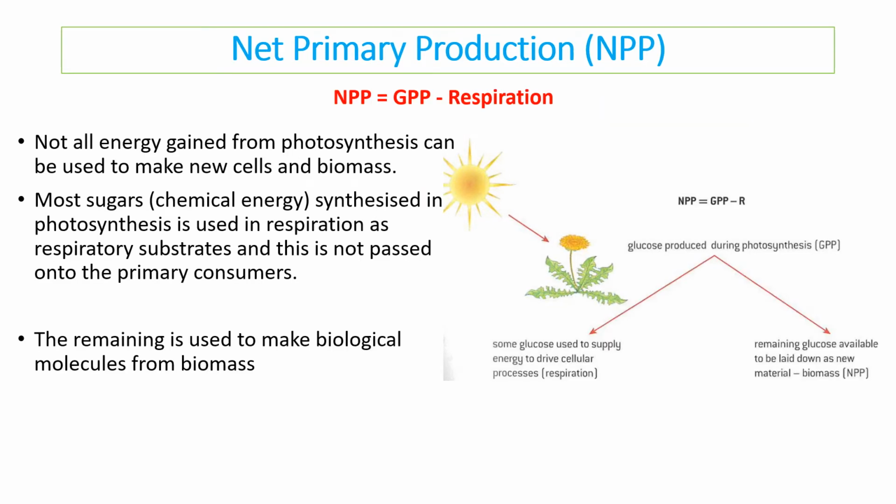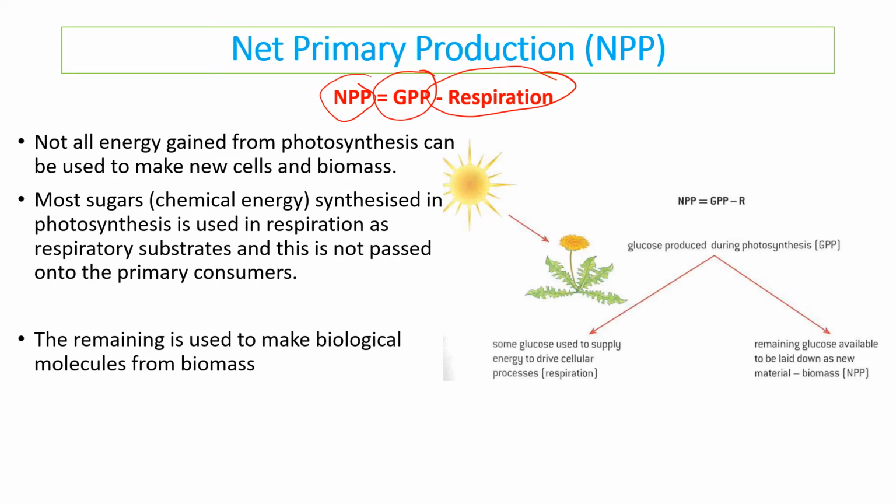But this isn't the energy the plant can necessarily use to grow, because some of that energy needs to be used to respire to keep the plant alive. So the net primary product is the gross primary product take away the amount used in respiration. Some of the sugars synthesized in photosynthesis and then turned into starch for storage are used to respire, and therefore that is lost as heat and it's not turned into biomass.